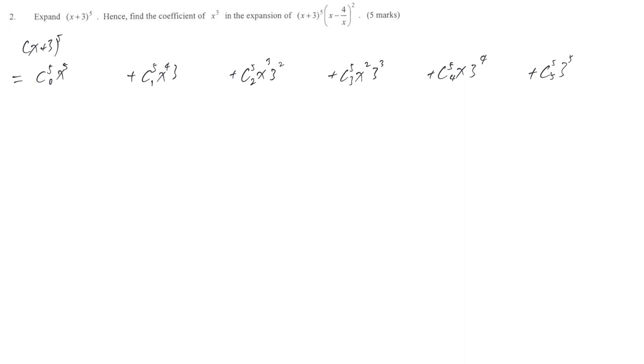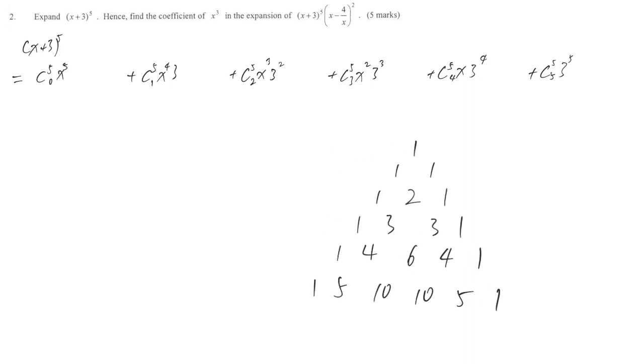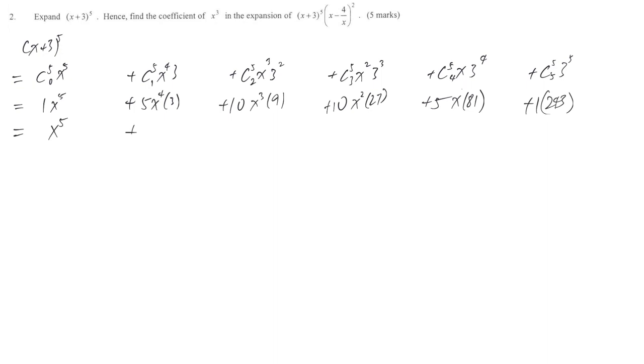And then we are just going to calculate the values. By using Pascal's triangle, we know that the coefficients should be 1, 5, 10, 10, 5, 1. So therefore, let us get the answer quicker: 1, 5, 10, 10, 5, 1. And then we just need to fill in the numbers and the rest. That's why we get this expression.